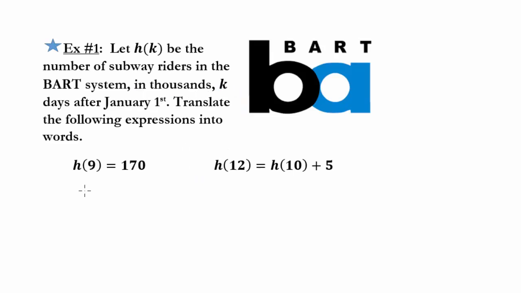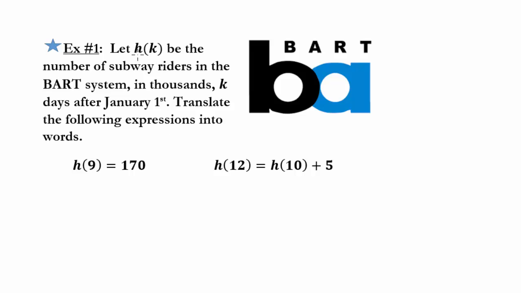Example number 1. Let h of k be the number of subway riders in the BART system in thousands, k days after January 1st. Translate the following expressions into words. Okay, so this is an example of where we can use function notation to actually make sense of a real-world situation. So let's take a look.